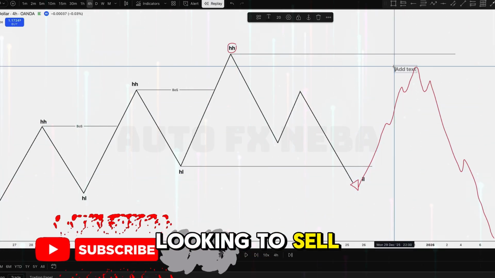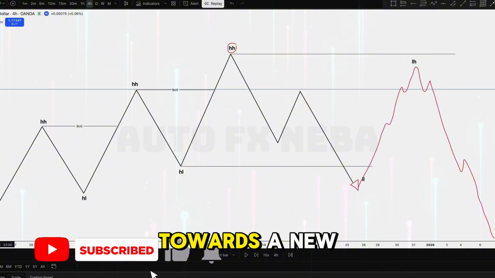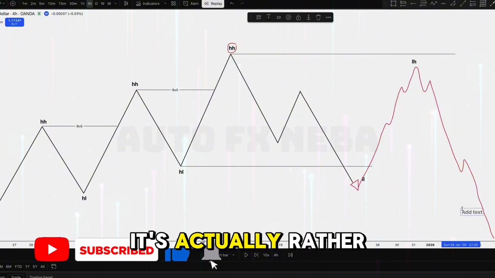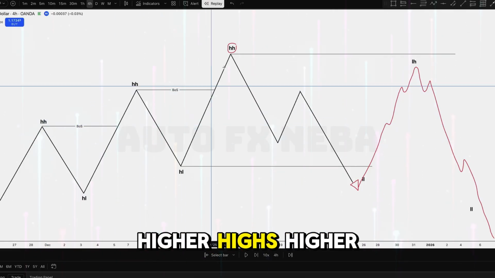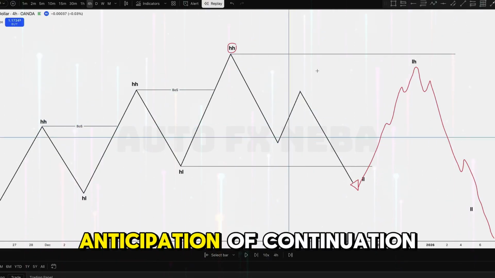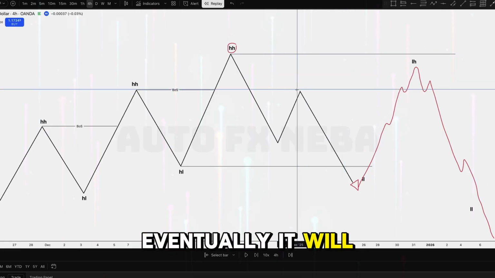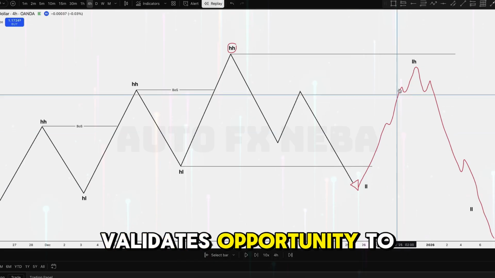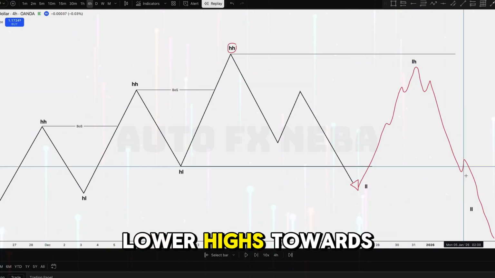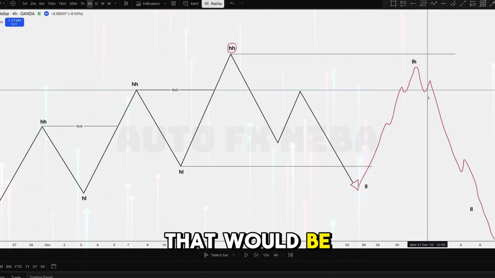Then we'd be looking to sell a lower high towards a new lower low. It's actually rather simple, okay? So if we're printing bullish breaks of structure, higher highs, higher lows, we buy in this market with anticipation of continuation. Eventually, it will fail us and reverse, breaking into a lower low, which immediately validates the opportunity to sell lower highs towards new lower lows. That would be the downtrend.